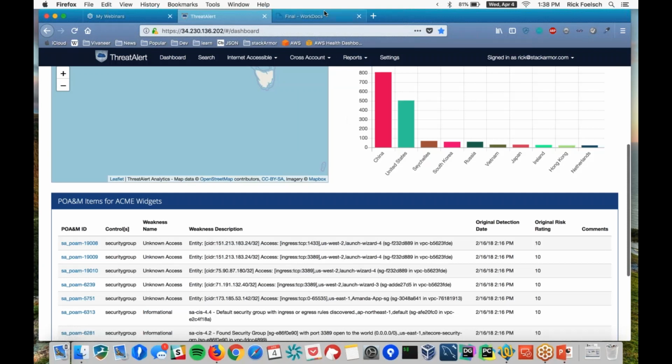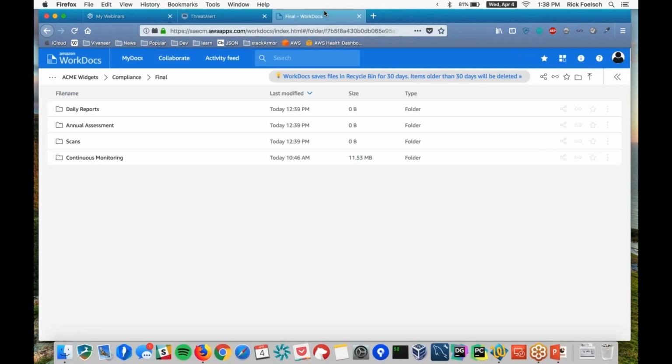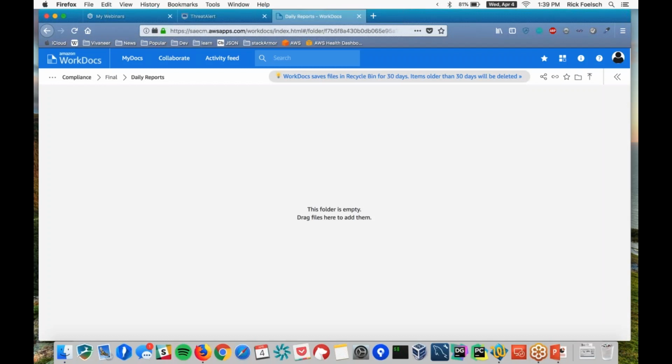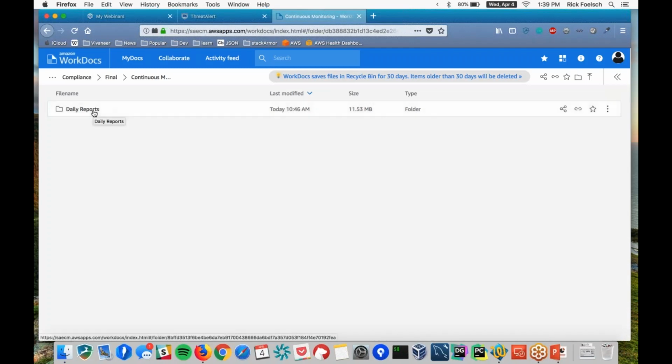Now, the report. Part of the threat alert offering is not just providing you with a dashboard or an alert, but secure and compliant storage for your data. Taking advantage of Amazon WorkDocs, which is a compliant service, we're able to give you reporting. We've built up a structure. We've written an entire paper on how to use WorkDocs as a compliant structure to maintain your documentation when your auditors come knocking.